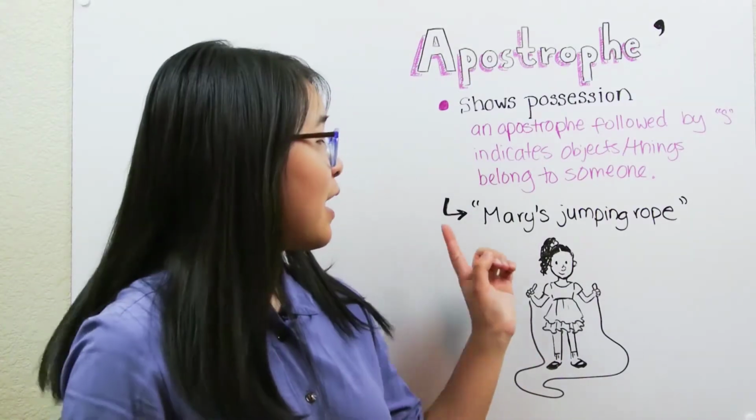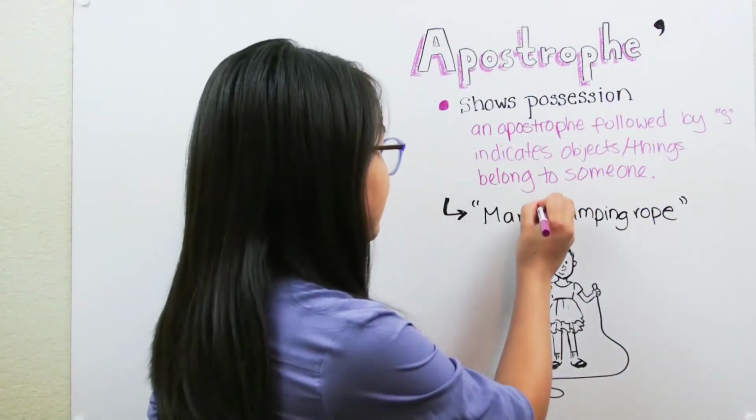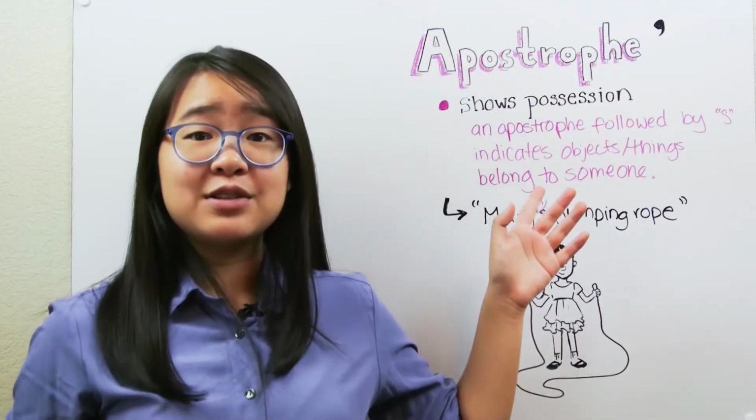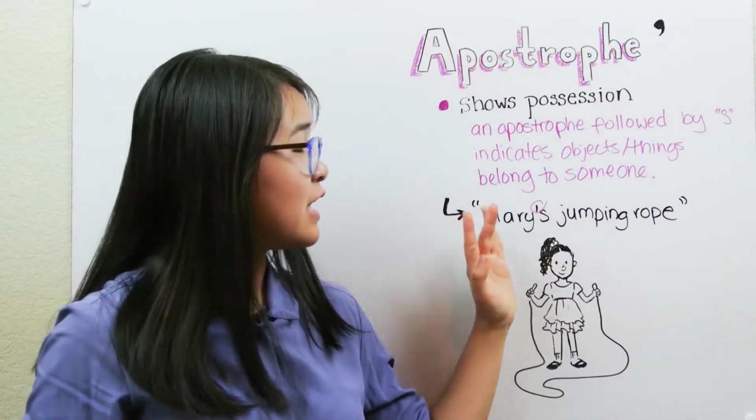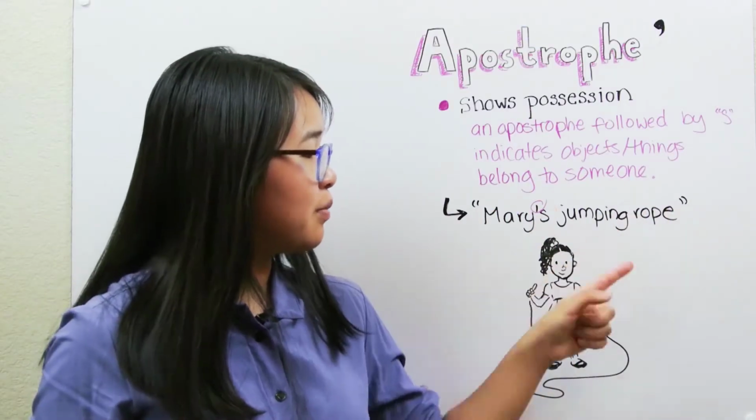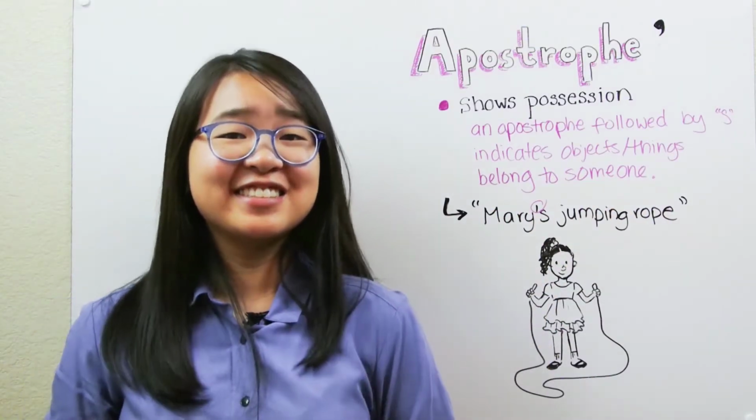Take the phrase, Mary's jumping rope. As you can see, the apostrophe and the letter S follow Mary's name because the jumping rope belongs to Mary.